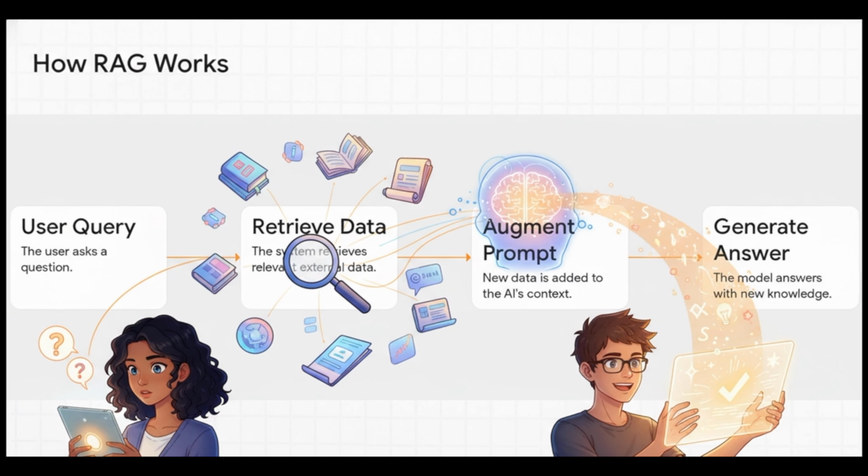It's actually pretty simple. The user asks a question, the system goes and retrieves the most relevant new data, probably from a specialized vector database. Then that new data gets packed right into the prompt, giving the AI all this fresh context. And then finally, the AI generates an answer based on this new, up-to-date knowledge. It's a simple idea, but it's an incredibly effective way to keep your AI current.